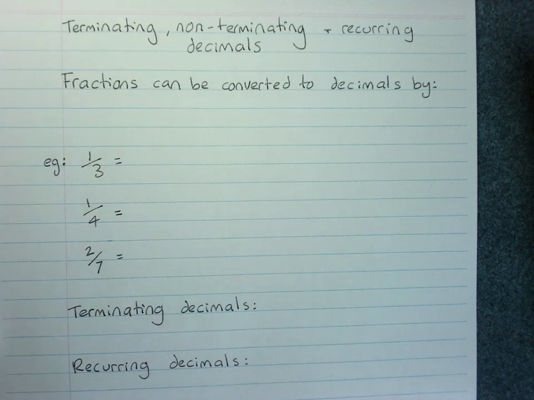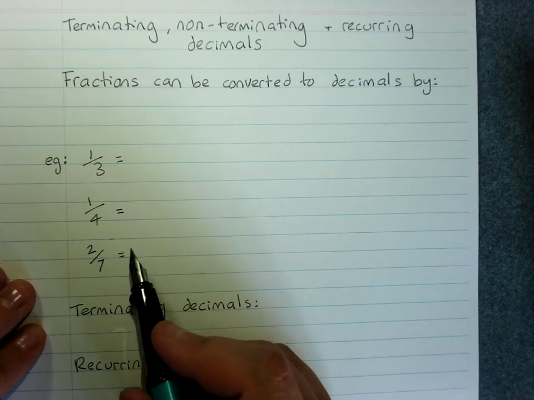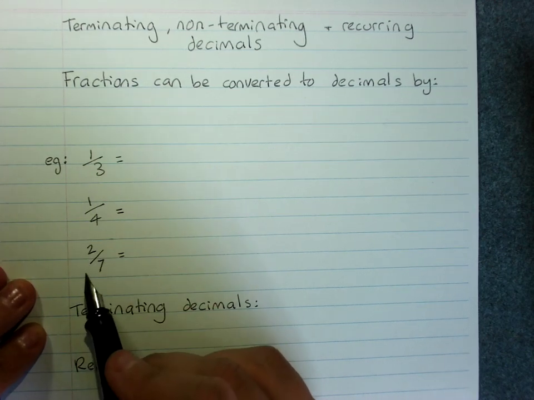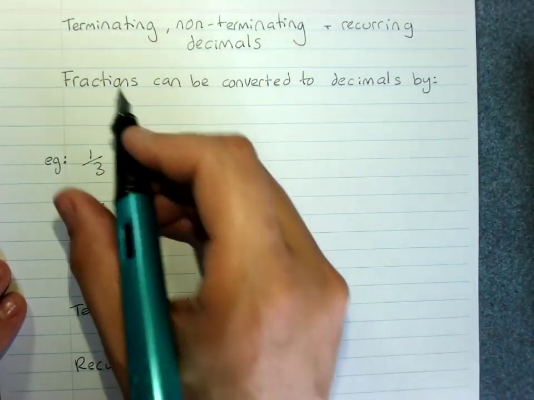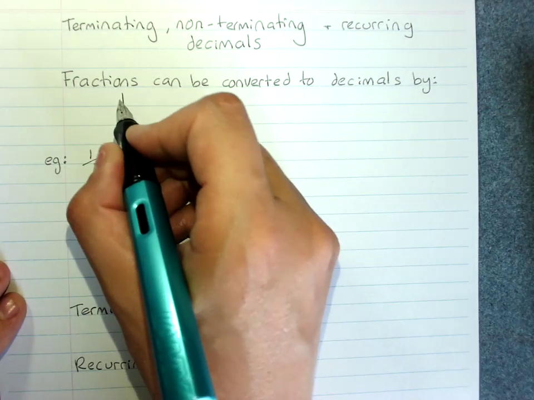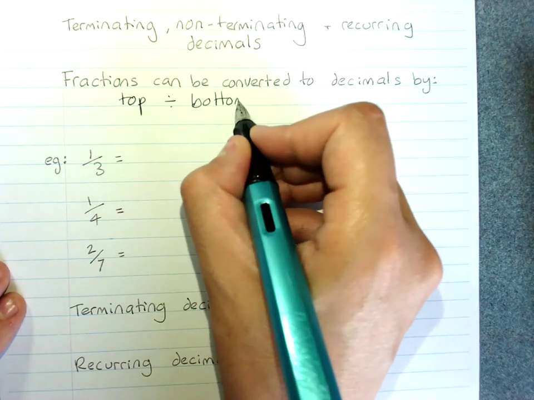Terminating, non-terminating, and recurring decimals. So there's three different types of decimals we have to look at. Now decimals are when we've got a part of a number, and they're very closely related to fractions. And in fact, fractions can turn into decimals by doing the top divided by the bottom.